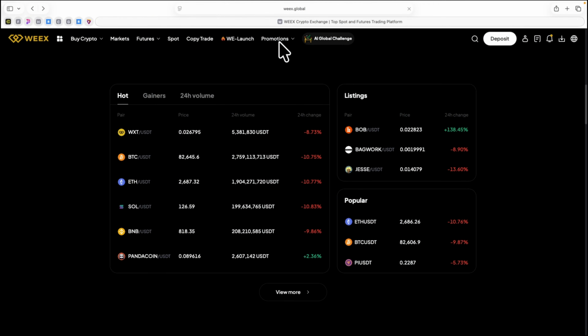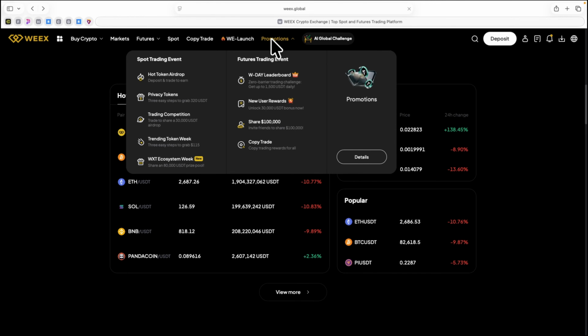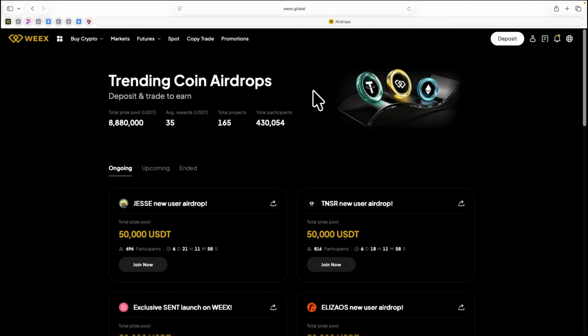To do that, you come to where you have Promotions, where my cursor is, then scroll down to Alt Token Airdrop. I'll click on it and you can see it on my screen right here. This is it, Trending Coin Airdrop. Like I said earlier, this is where you can get airdrops of different cryptocurrencies that are trending or currently hot in the market.